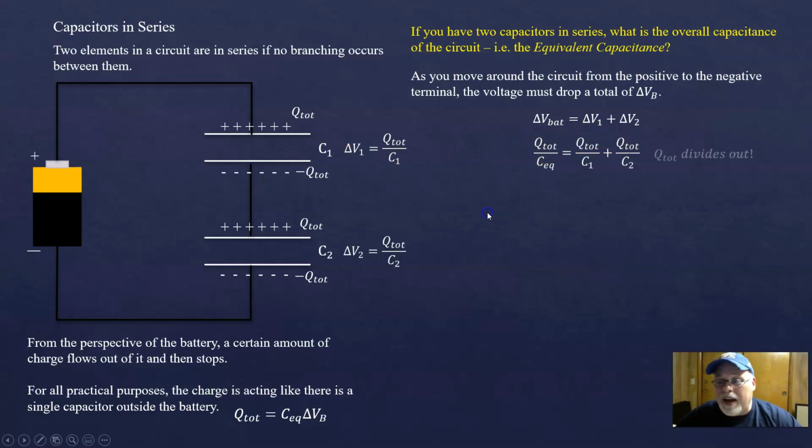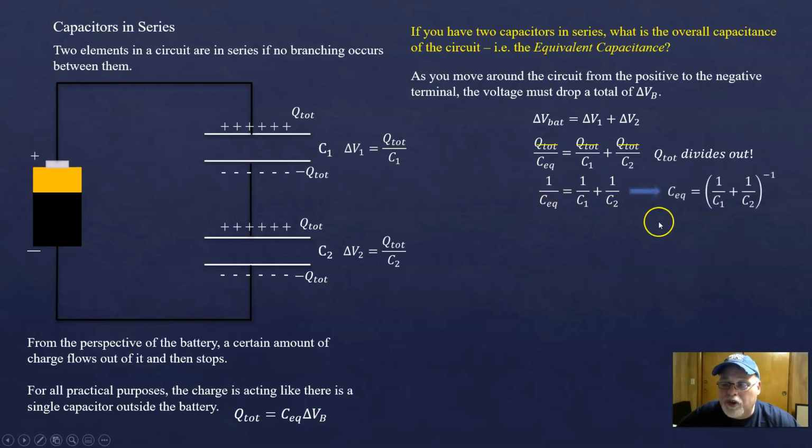So I can divide out my total charge, get rid of them, and what I get is that 1 over the equivalent capacitance is equal to 1 over C1 plus 1 over C2. And so if I wanted to solve for C equivalent, I take the inverse of both sides, and what I get is that my equivalent capacitance is just equal to (1 over C1 plus 1 over C2) to the negative first power. In other words, I have to do this math and then take the inverse of that to get my equivalent capacitance, okay? And we can generalize this.